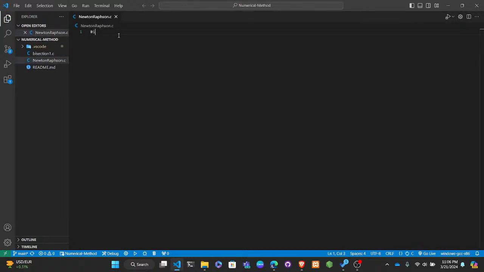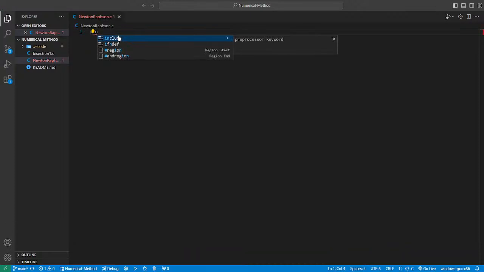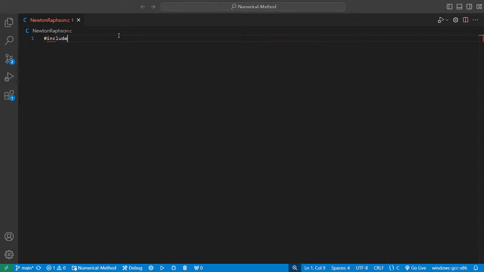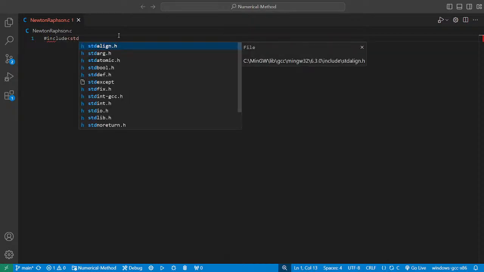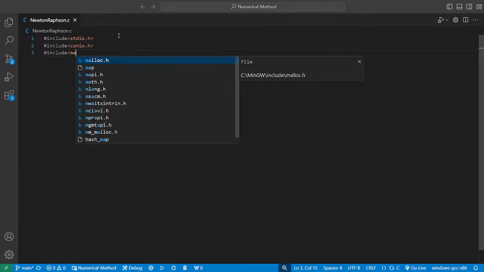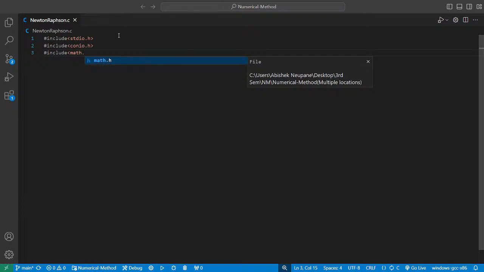So that you guys can see, include stdio.h. Since I'm using math functions, let's also include math.h so that it will be easier for us to remember, right? Math.h. Okay, so let's define a function.